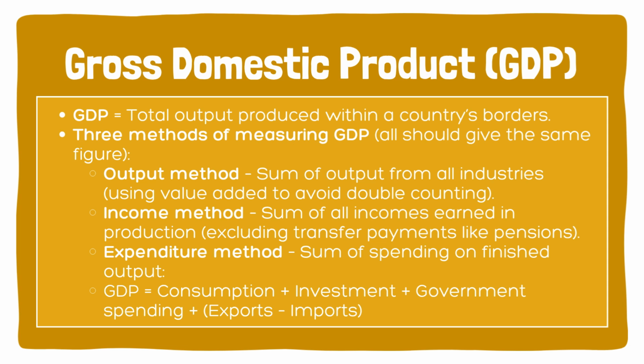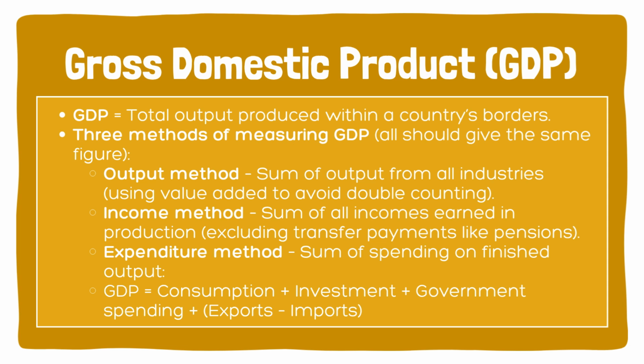The income method measures GDP by adding together all the incomes earned in producing goods and services, such as wages, rent, interest, and profit. Transfer payments like pensions and unemployment benefits are excluded because they are not payments for producing goods or services. The expenditure method calculates GDP by adding up all spending on a country's finished output.